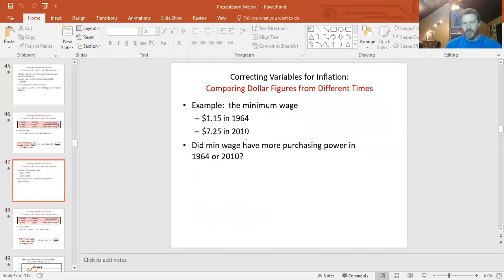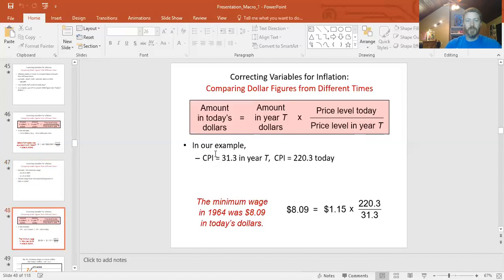If a naive person, a person who knows nothing about economics, comes up, they're like, oh my God, the minimum wage has gone from $1.15 to $7.25. Naive person might think the minimum wage has increased over time. But if you really take your time and do a conversion, convert the old dollar figure in today's dollars to make an appropriate comparison, you find that the minimum wage has actually decreased over time.